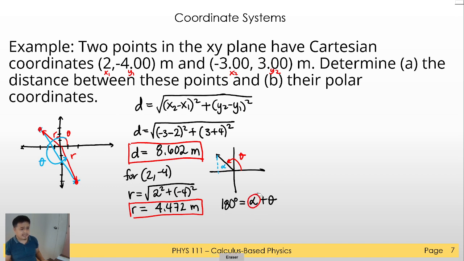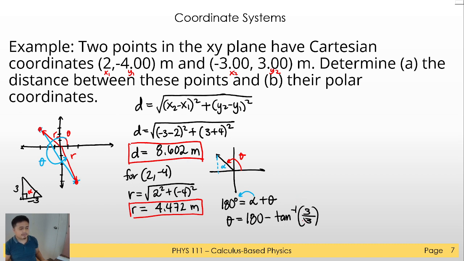Okay, so to find for alpha, that will be just this angle. So for the first one, I'll just write this down here. We have this triangle. So this is negative 3, right? And then positive 3. So let's just not consider the signs here first. We will just assume that this will always be positive. So to compute for theta, transposing this to the other side, we have 180 minus alpha, which is equal to, so alpha here is equal to arctangent. We have 3/3. So basically this is 45 degrees.